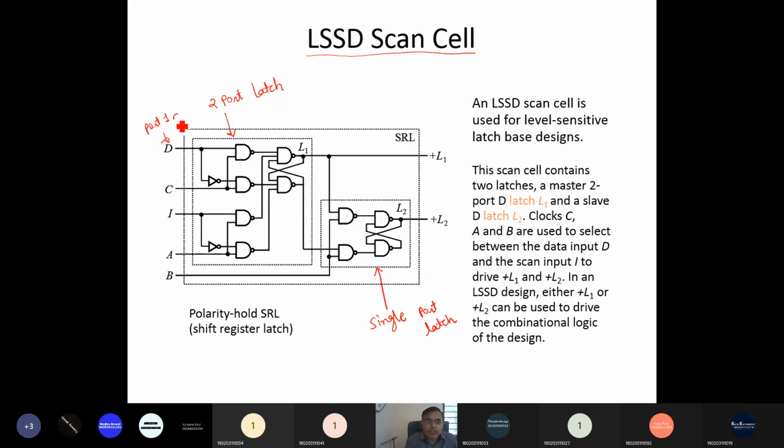data, and this is the clock for the port 1, clock. Similarly, this is the data for the port 2, data, and A is the clock for the port 2, clock. So A works as a port 2 clock, and B is the clock for the single port latch. Second, that latch.